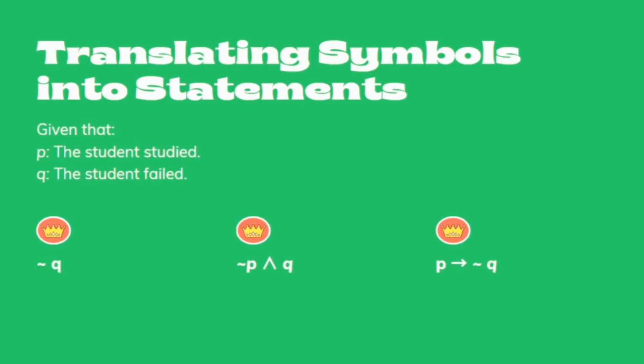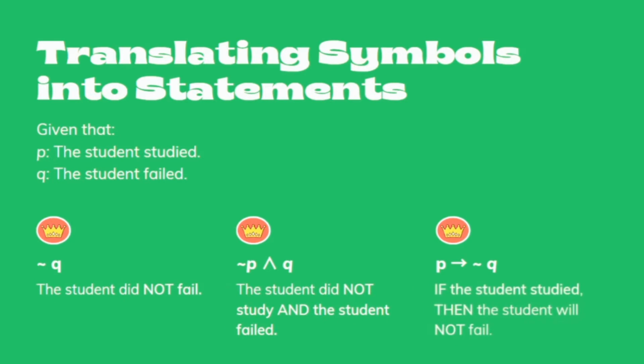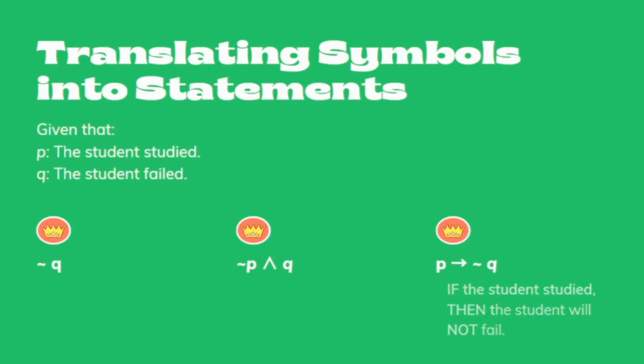If you're still confused with translating statements into symbols and symbols into statements, just rewatch the video and practice. This ends our tutorial on propositions and truth tables.